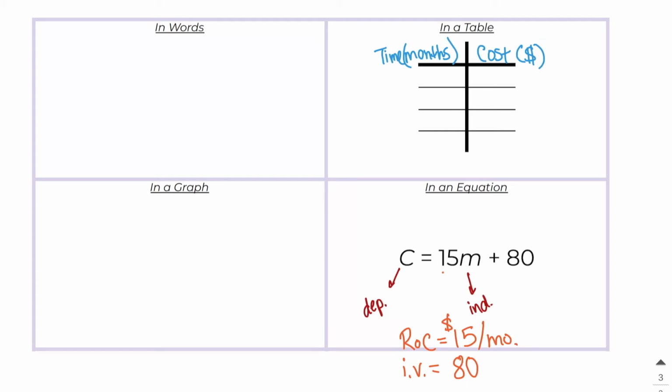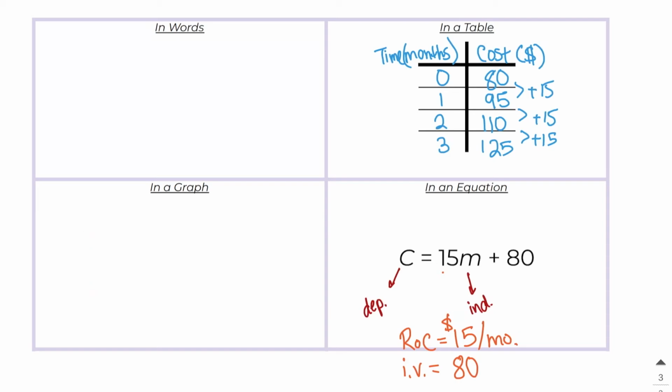So here we know that for 0 months, we're going to be paying $80. And then this is saying it's going up by $15 for every month. So we know after 1 month, it's an additional $15, so it's $95. After 2 months, it's an additional $15. So add 15 right here, and we can see that we're going to get $110. After another month, it's going to be an additional $15 after that, so it'll be $125, so on and so forth.